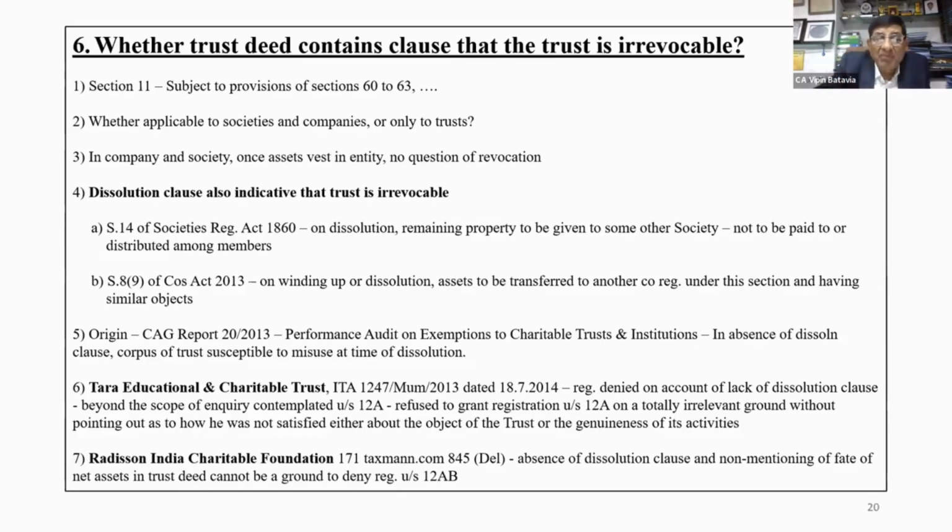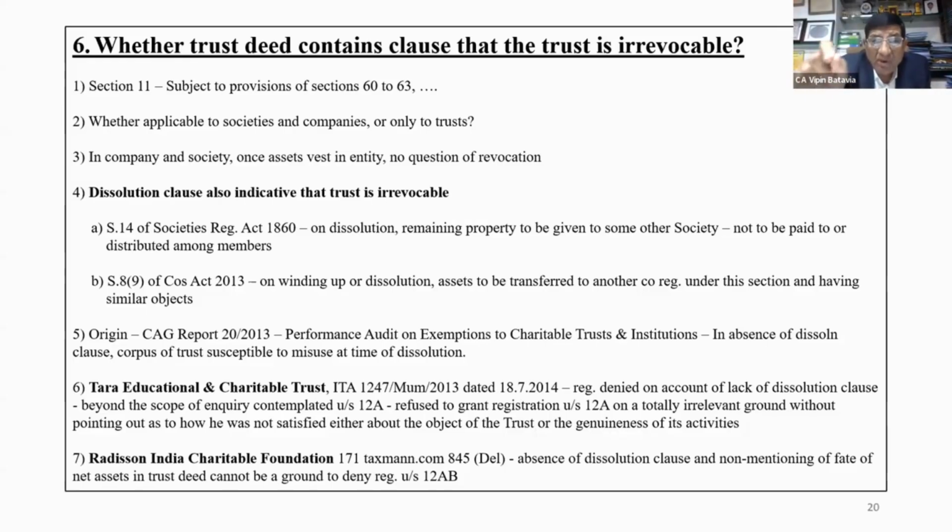See, in Form 10A, when 5-year original registrations were applied for in 21-22, there was also the same question: whether the trust deed contained a clause that the trust is irrevocable, and the answer was yes or no. Whether you ticked yes or no, you were able to go forward and submit the form. Now, in 10AB, if you write no, you cannot go forward. And if it is not there, you cannot write yes. So you are nowhere.